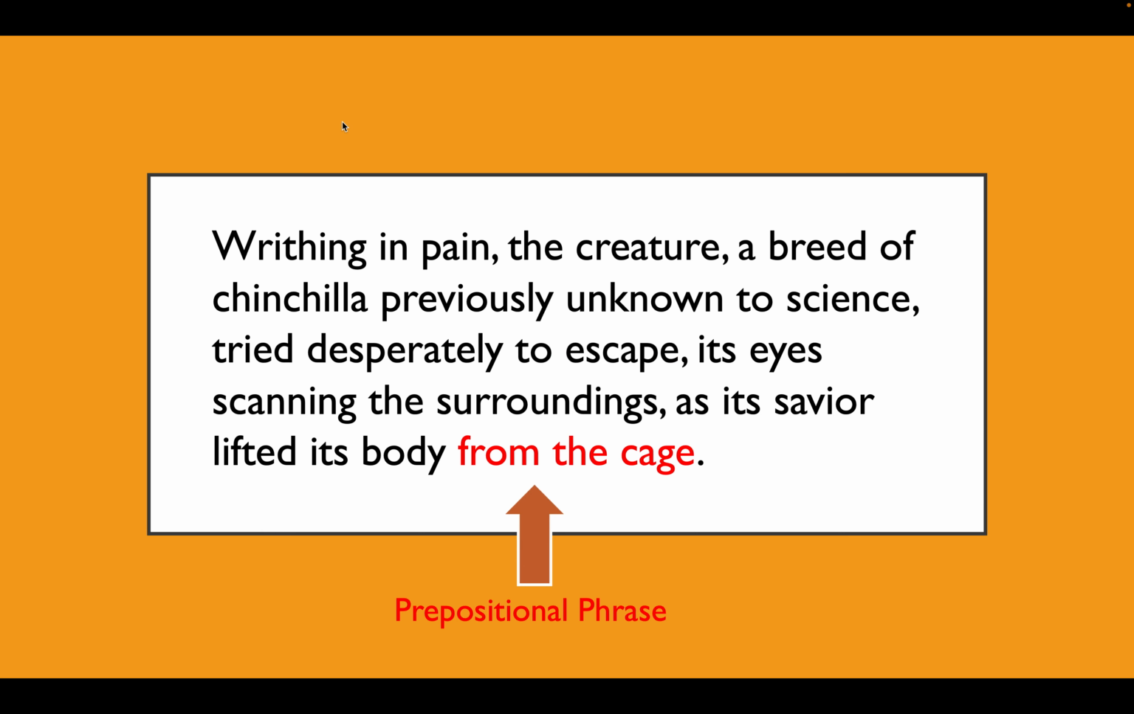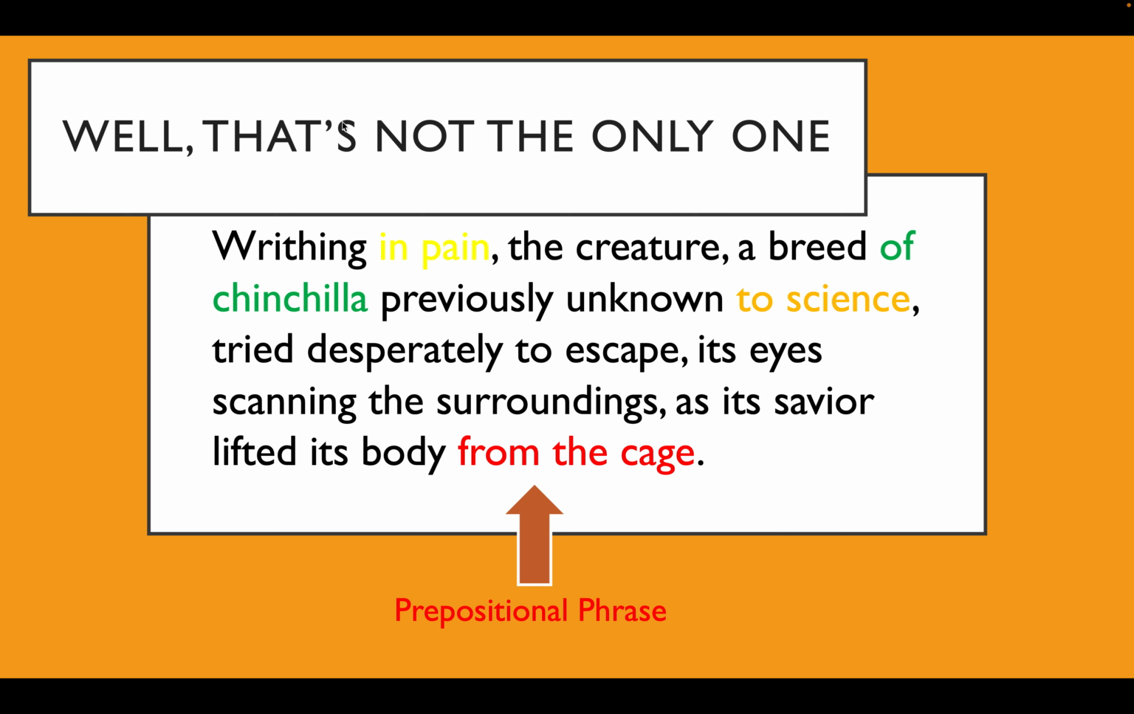Now, the one that it might look like is a prepositional phrase, because "to" can be a preposition. But a prepositional phrase is always made up of two parts. A preposition, and there's many of them. We see "from" here, I mentioned "to," and then a noun, "cage" being the noun. That noun is called the object of the preposition. Now, in this sentence, "from the cage" is not the only prepositional phrase. In fact, there's quite a few. "In pain," pain being a noun here, "of chinchilla," chinchilla being the object of the preposition "of." "To science," "to" being the preposition, like we said earlier, it can be a preposition as well as part of an infinitive, and then "science" is the object of the preposition.